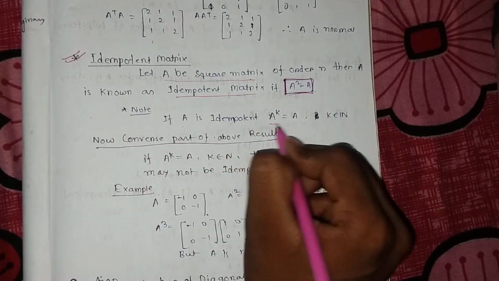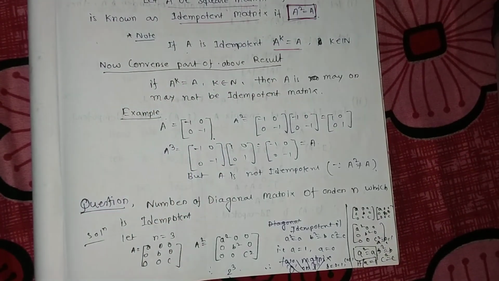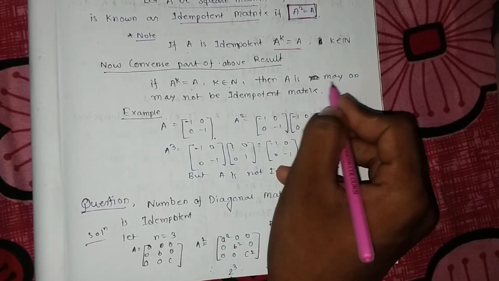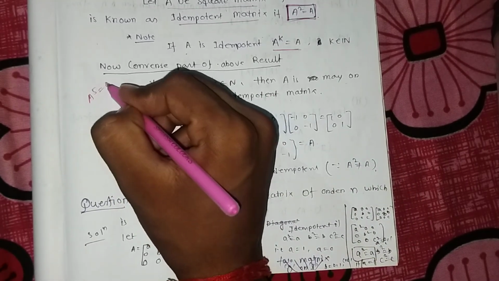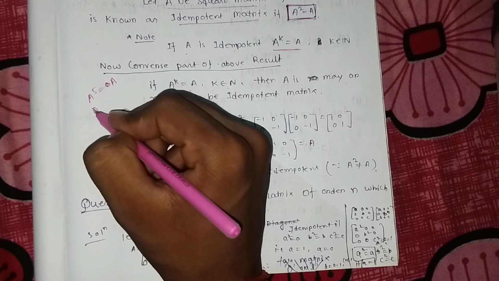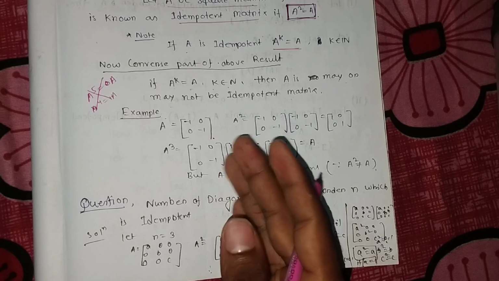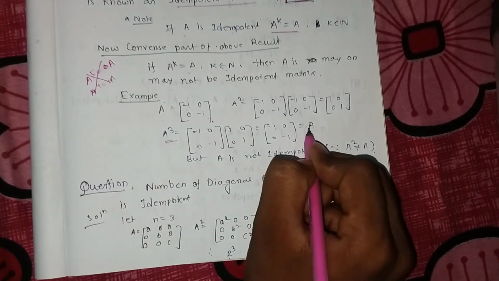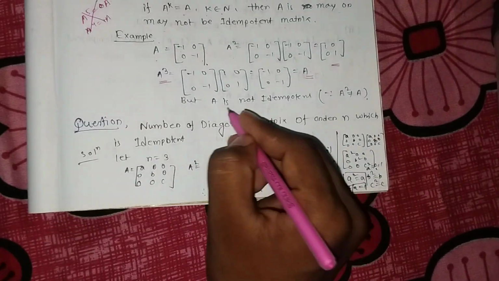If A is idempotent, then A to the power k equals A. It's obvious. Now the converse part of the above result: if A to the power k equals A, where k belongs to natural numbers, then A may or may not be an idempotent matrix. Like A to the power 5 equals A. Now you can't say that A to the power 4 equals A. It can be possible, but not always. For an example, A is [-1 0; 0 1]. Now A cube equals A, it is identity, but A square is not equal to A, so it is not idempotent.